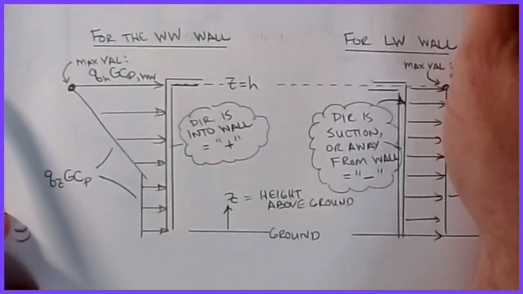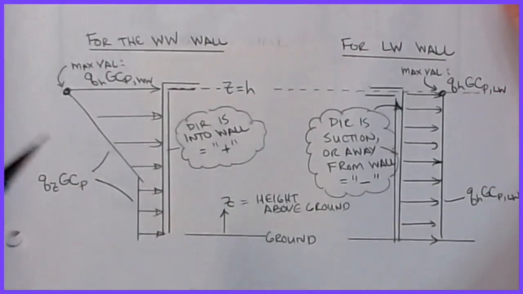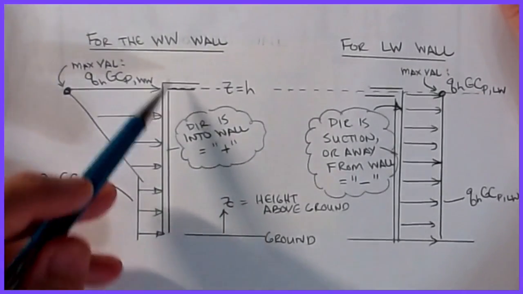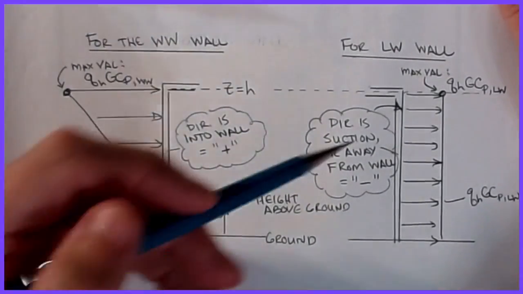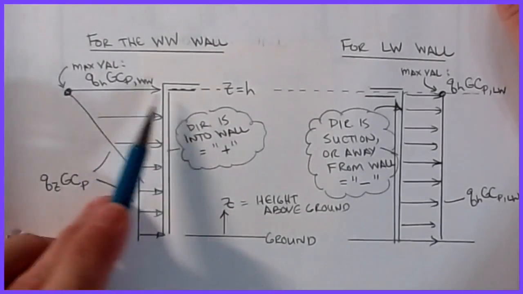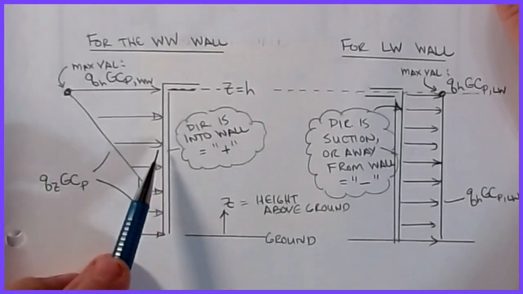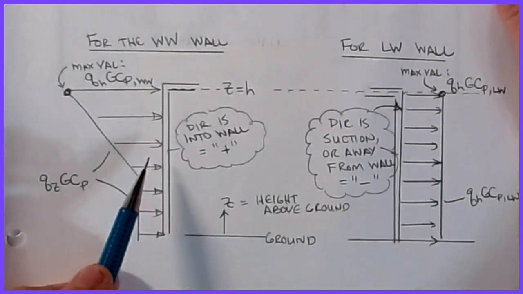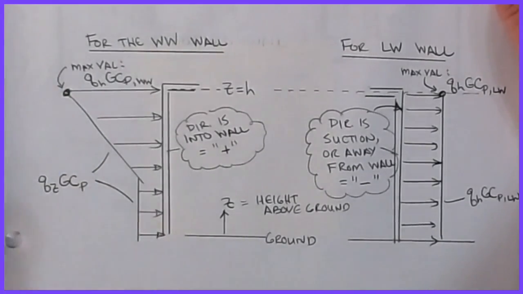The signs of the pressures are as follows. So here's my windward wall, and again, I've taken the roof off just to keep it clear, and then I've got my leeward wall over here. But for the windward wall, the pressure is pushing on the wall. It's pushing into it. This is considered to be a positive pressure. It's a pushing type of pressure.